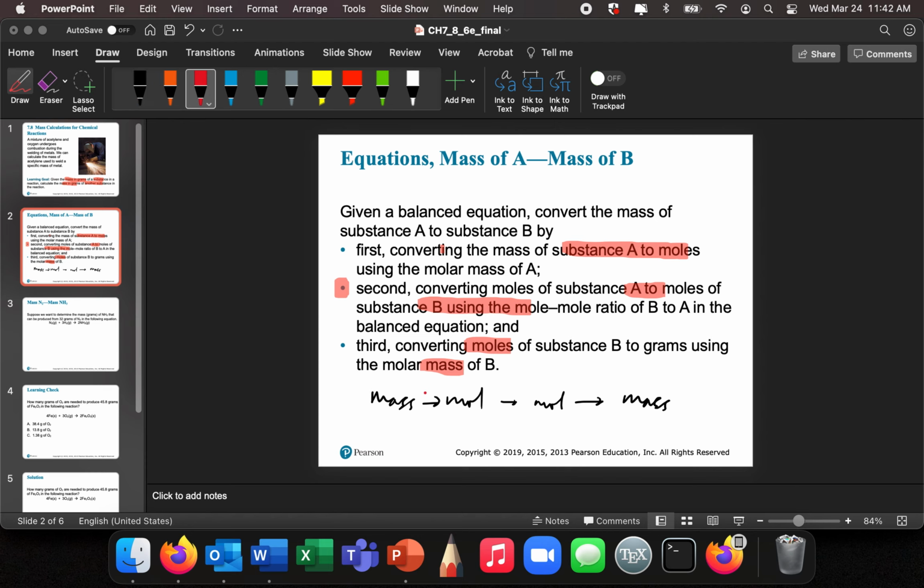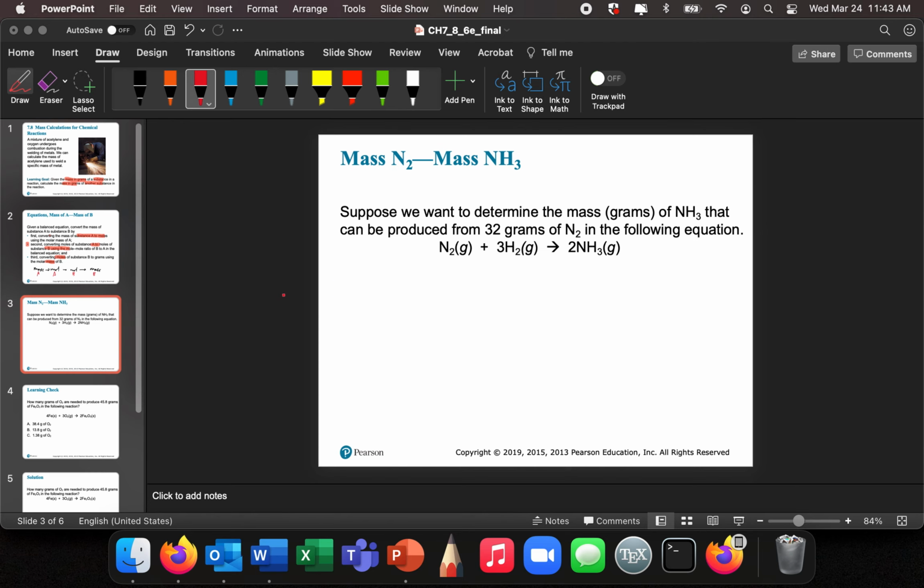Where we have the mass of A, the moles of A. That's a conversion from mass to moles. And then we're going to go from the moles of A to the moles of B. That's what we did in the last conversation, converting moles to moles. And then finally, we're going to go from moles of B to the mass of B, calculating between moles and mass. All right, so this is going to take some practice. Let's get right into it.